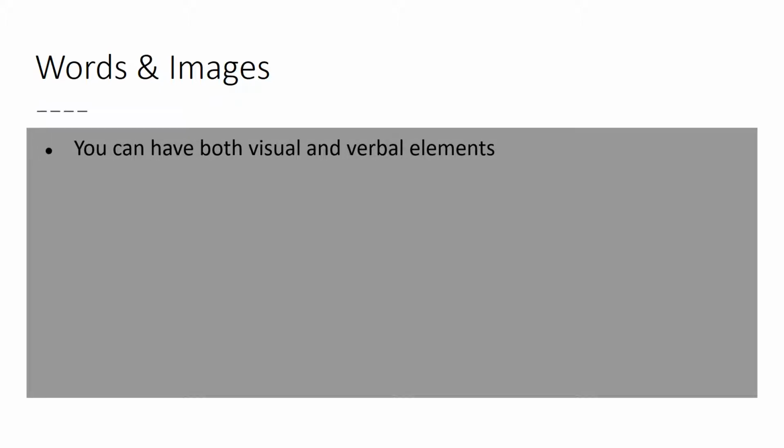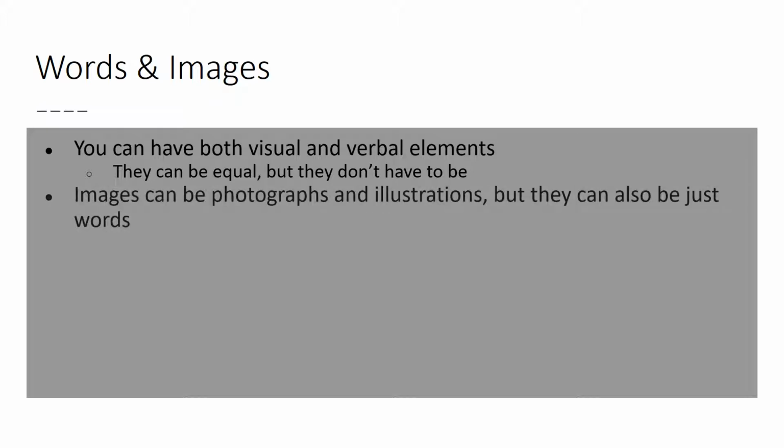You can have both visual and verbal elements, so imagery and words. They can be equal, but they don't have to be equal. Sometimes very powerful PSAs don't include a lot of imagery, they just include a few words. And vice versa, sometimes they have more imagery and they don't have very many words. Both of those can be positive. So you do not have to have an equal amount of words and images.